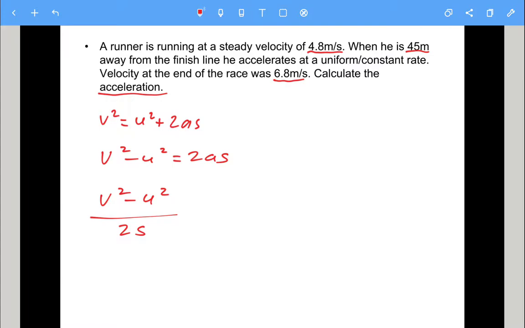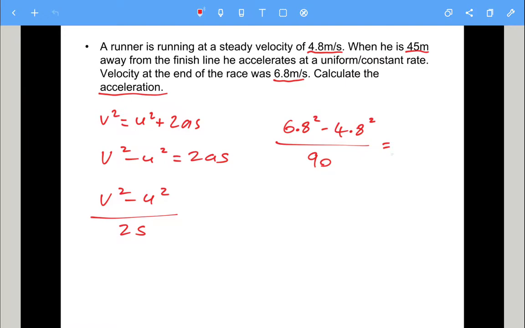And it's just a matter of putting our numbers in. So the final velocity is 6.8, so we need to do 6.8 squared and subtract the initial velocity of 4.8 squared, and then divide by 2 times s. So 2 times 45 is 90. And if you put that in your calculator, you should get 0.26 meters per second squared.